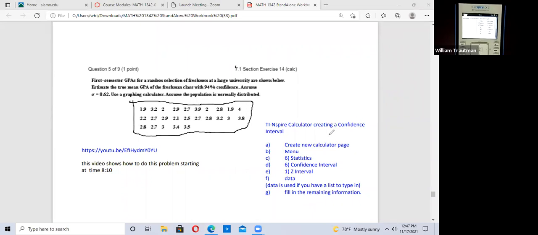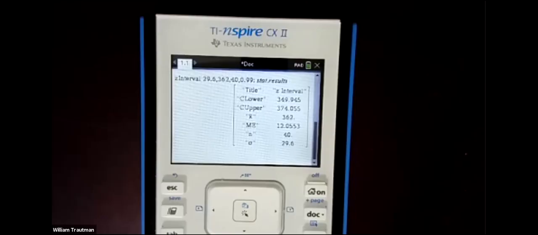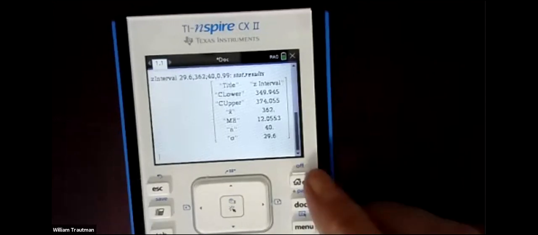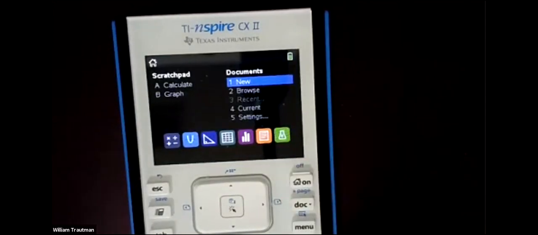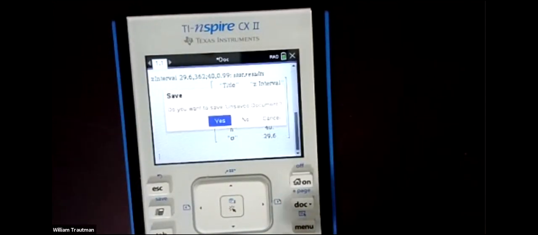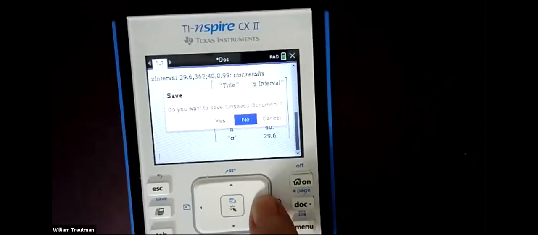Create a new calculator. It says data is used. So I'm going to type in a list page first. If you remember how to type in a list page, I'm going to do a new. And do you want to save? No.